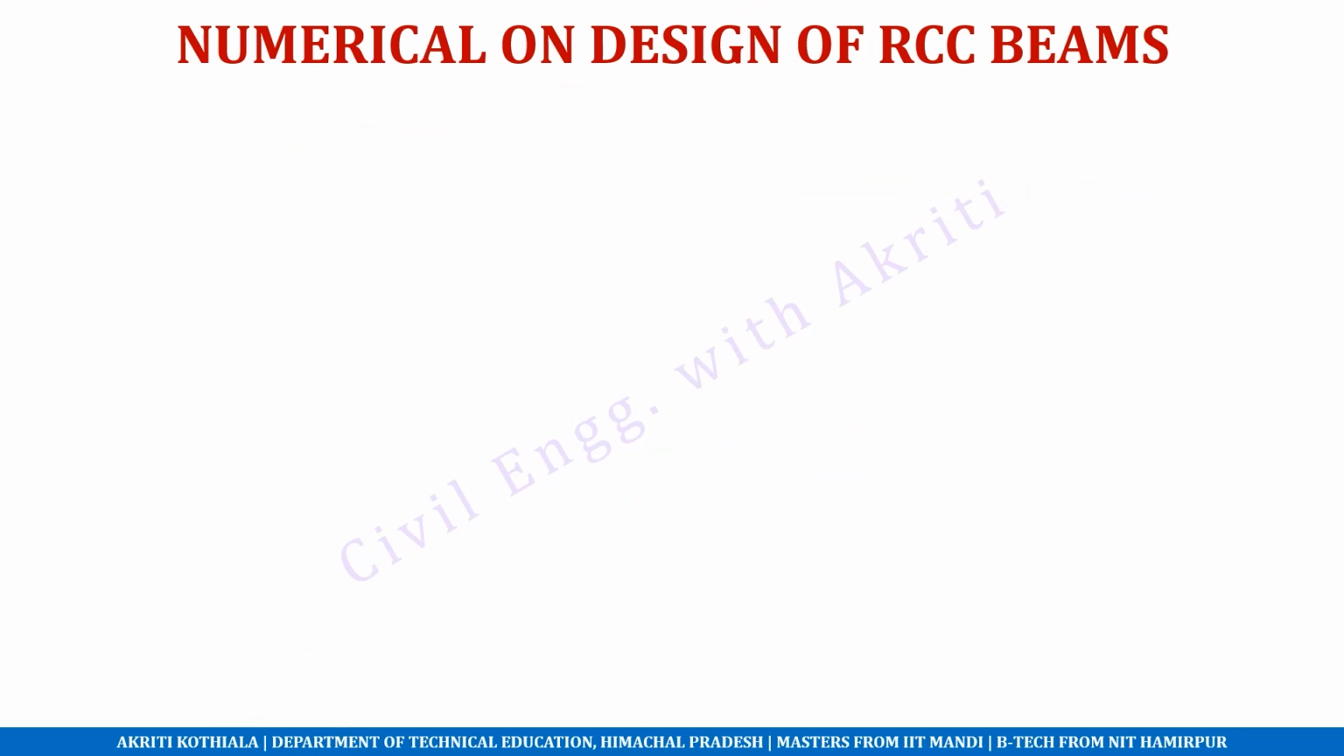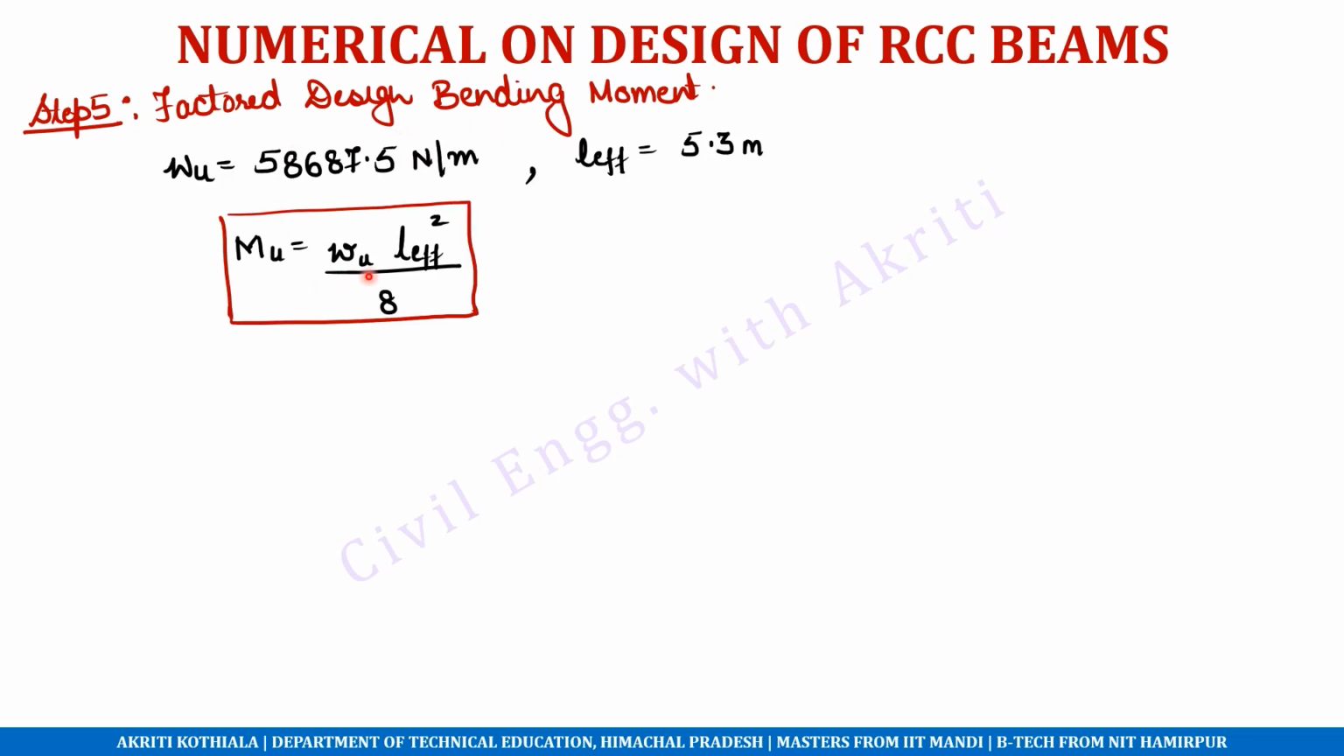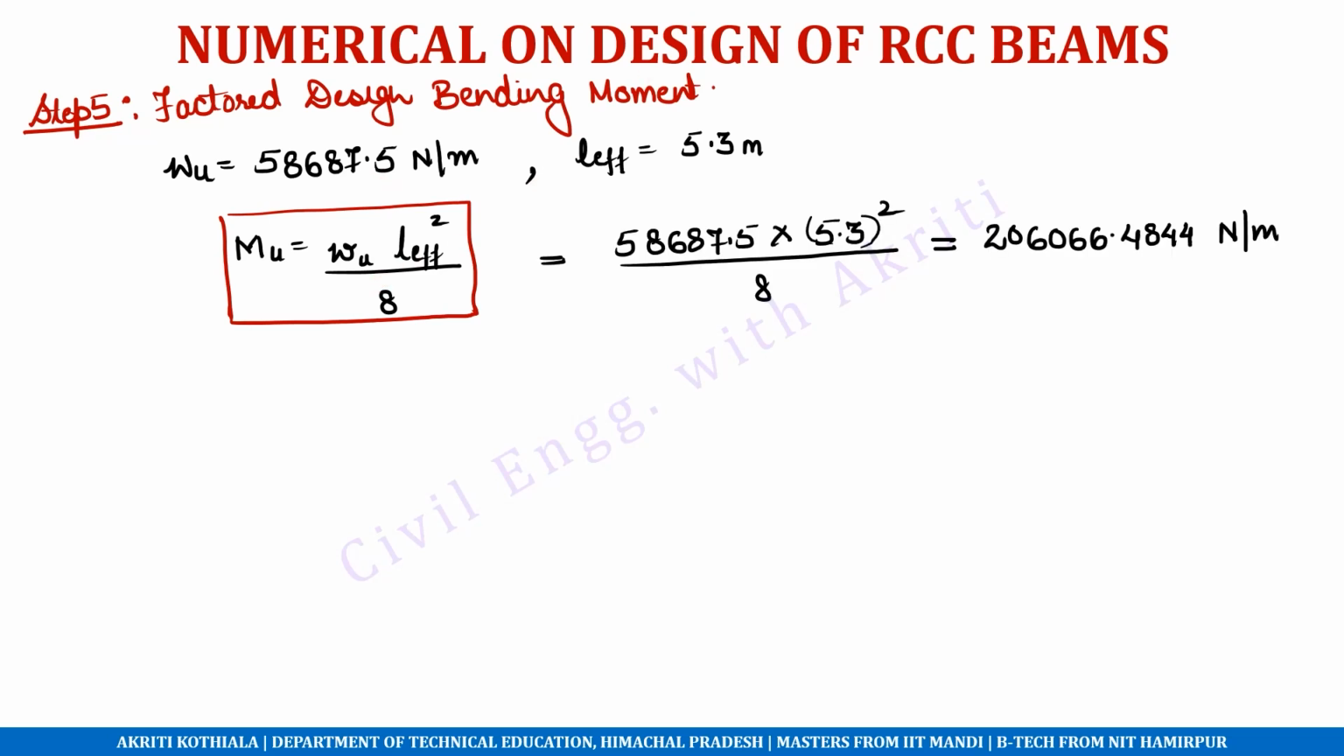Now, the next step will be the factored design bending moment. We know that for the factored design bending moment, we require the value of the factored design load and the effective length of the beam. So the factored design bending moment is WU L square by 8, where L will be L effective. We've calculated the value of WU and L effective previously, so substituting them, we obtain MU equal to 206066.4844 Newton meter. Please keep in mind that we are using the Newton and meter values for the corresponding values here. We cannot use this L effective as 5300 mm because the WU is given to us in Newton per meter.